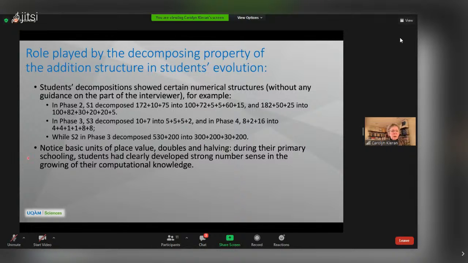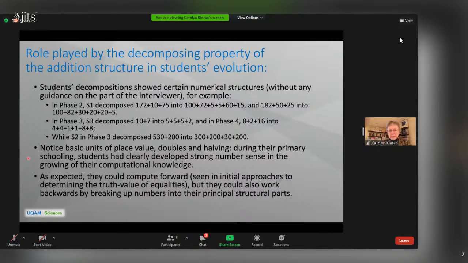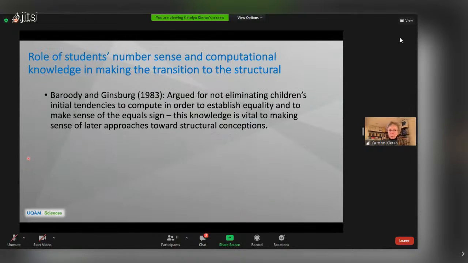So during their primary schooling, students had clearly developed a fairly strong number sense in the growing of their computational knowledge. As expected, they could compute forward, but they could also work backwards by breaking up numbers into their principal structural parts. Which brings us to the role of students' number sense and computational knowledge in making the transition to the structural.